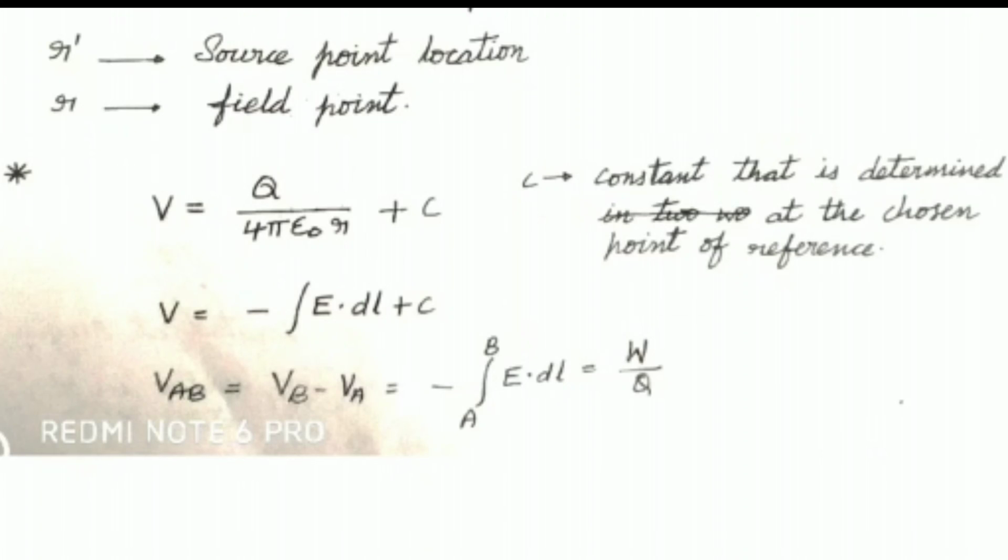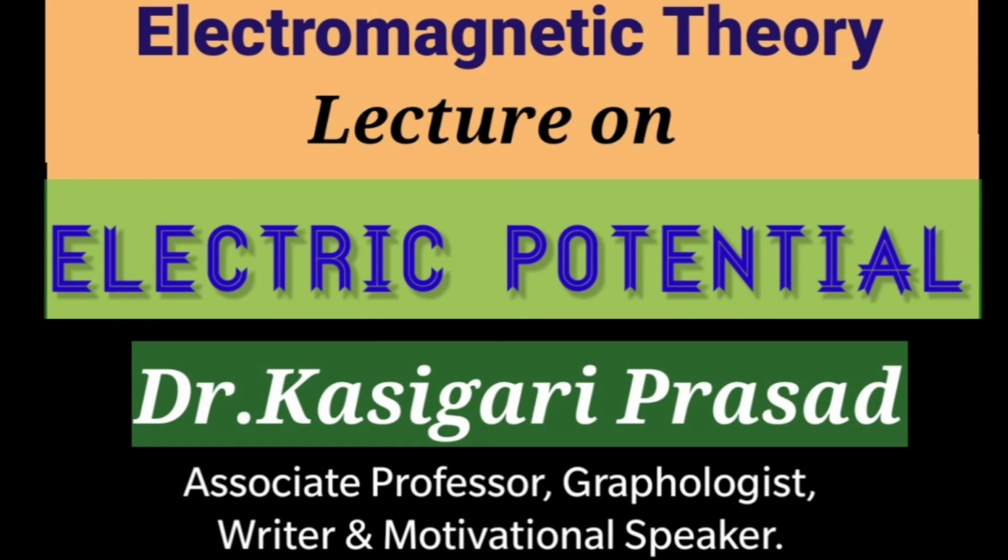Hence, finally we can conclude the potential V as V is equal to Q divided by 4 pi epsilon naught r plus C, where C is a constant that is determined at the chosen point of reference. So V is equal to minus integral of E dot dl plus C. So V_AB is equal to V_B minus V_A, that is minus integral from A to B of E dot dl, which is the amount of work done per charge, W by Q. So this is the final outcome of this particular topic, electric potential.